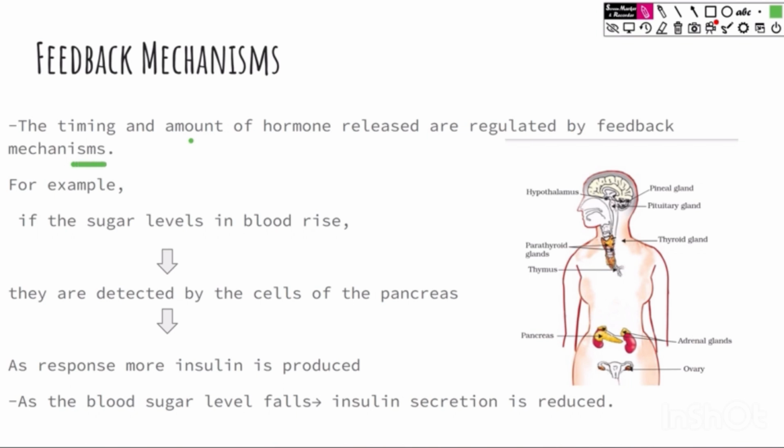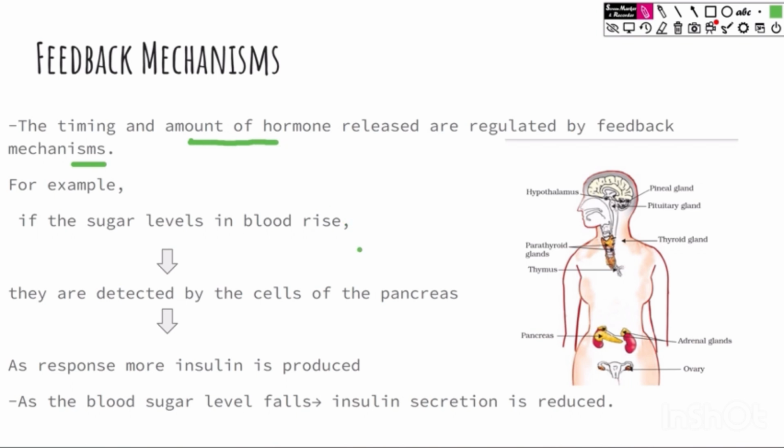Now what happens? A hormone cannot be released continuously in the body. There should be a time when hormone release should be increased, decreased or stopped. All this is controlled by the feedback mechanism. The timing and the amount of hormone release is regulated by the feedback mechanism. Now how is it regulated?